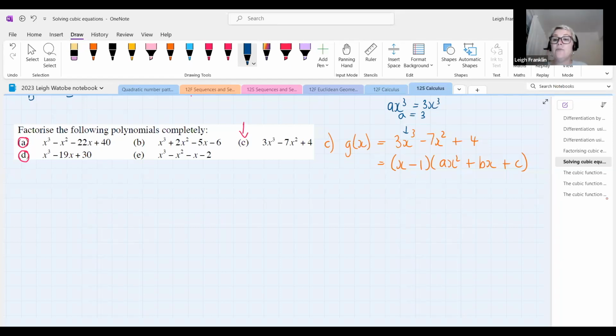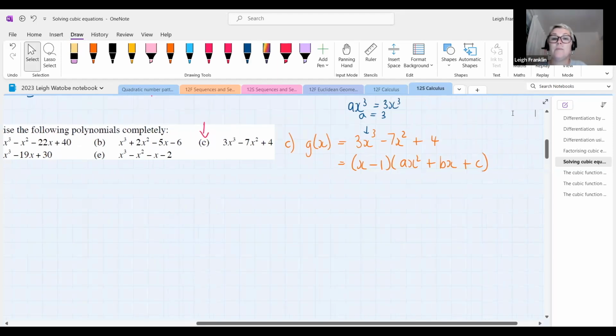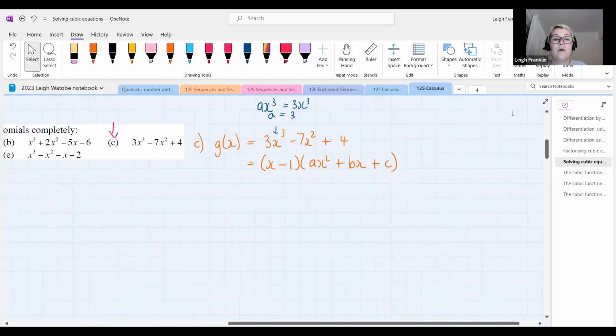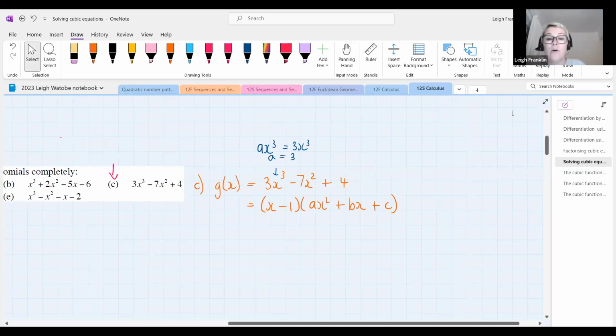Let's do the value of c next. I'm just going to make a little bit more space for us here. Now we're going to do the value of c.